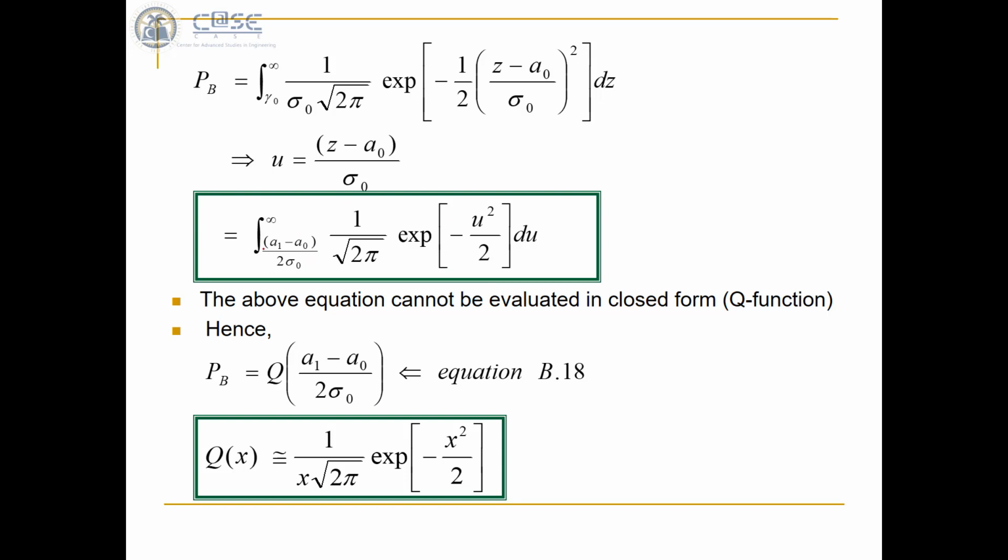The limits will also change accordingly, because the limits were previously applied on the variable Z, right? Z was varying from gamma naught till infinity. Now since you have supposed U equivalent to Z minus A naught divided by sigma naught, the limits will also have another expression, and using simple calculus it comes out to be A1 minus A naught divided by 2 sigma naught till infinity when you integrate in terms of U, right?